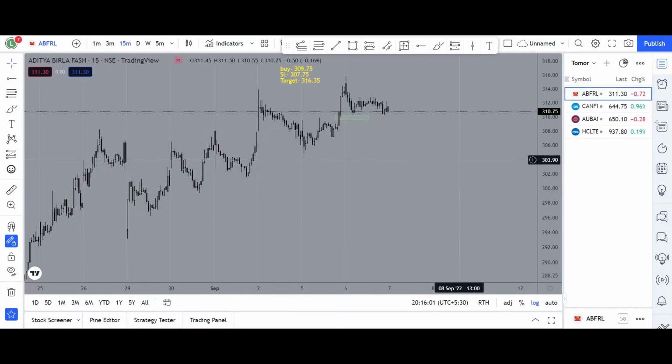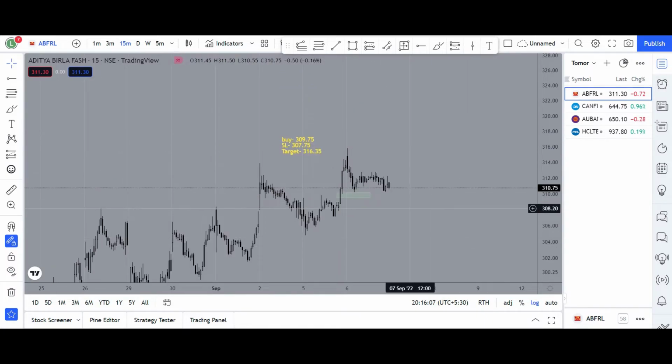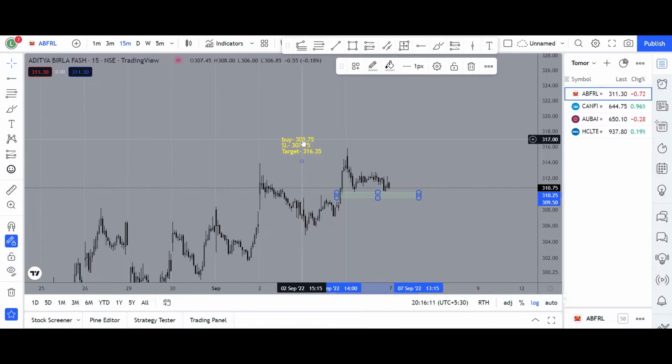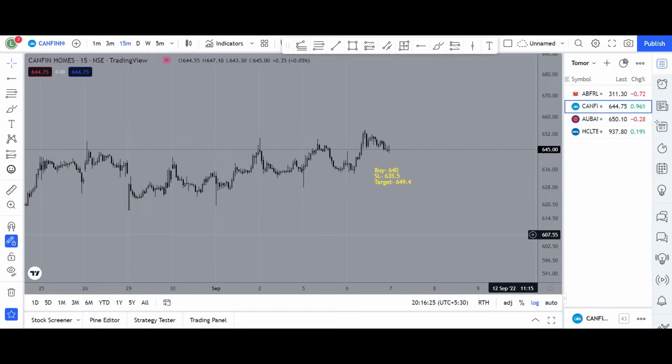First stock, as you can see, it was shared yesterday as well. It is ABFRL, and it is still in our buying range. So yes, if it comes somewhere around 309.75, we will be opening a long trade with a stop loss below 307.75 and a target of a 1-to-1 extension, which is roughly around 316. Next will be Can Fin Homes.